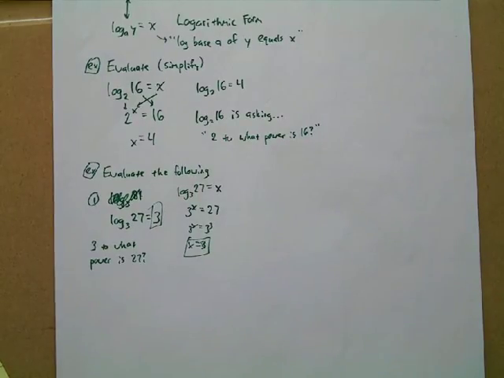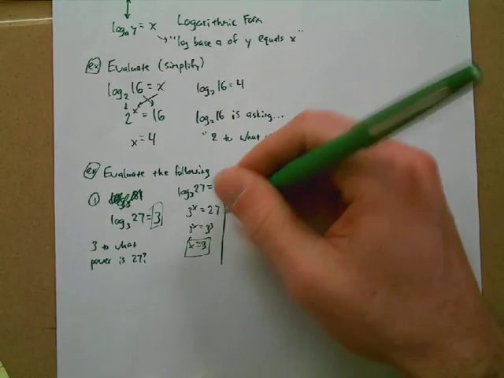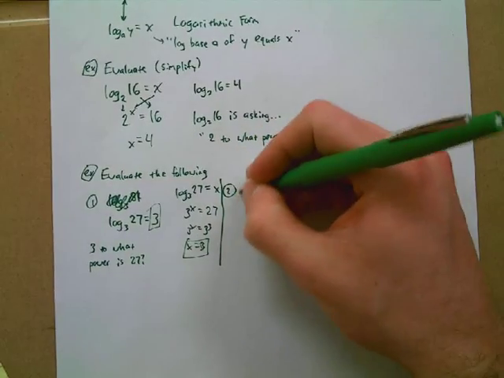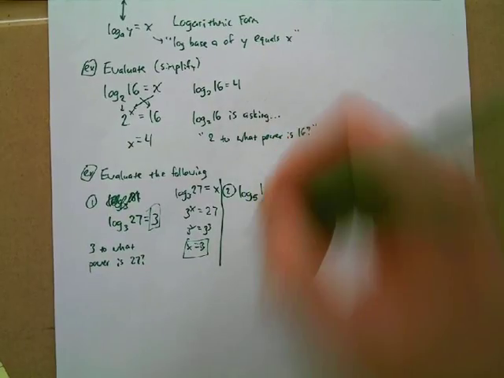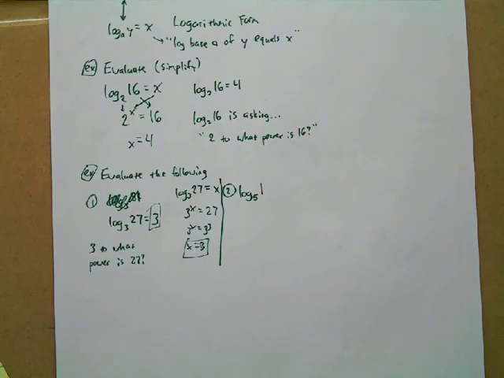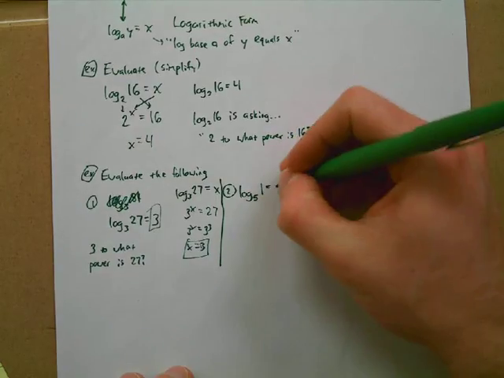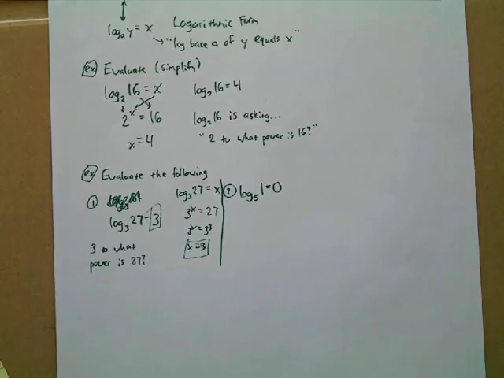Alright, let's try another one here. How about log base 5 of 1? In other words, 5 to what power gives us 1? 0, right? Anything to the 0 power is 1, except for 0. Anything to the 0 power is 1.